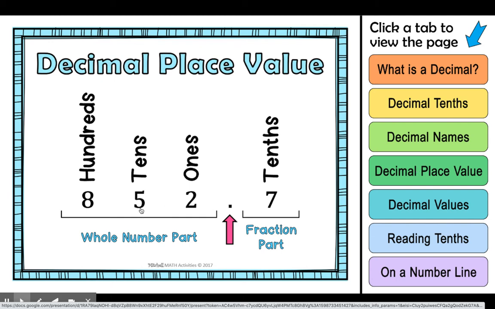Now, here we have a whole number that we're very familiar with, 852 and 7 tenths. Whenever you see this decimal point here, you're going to say the word and. In 5th grade, we're not going to read numbers like this, 852.7. That's not how we're going to read them. It's 852 and 7 tenths.